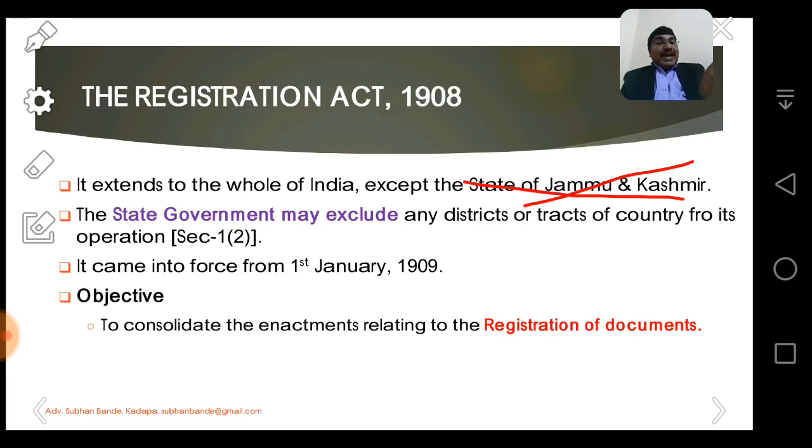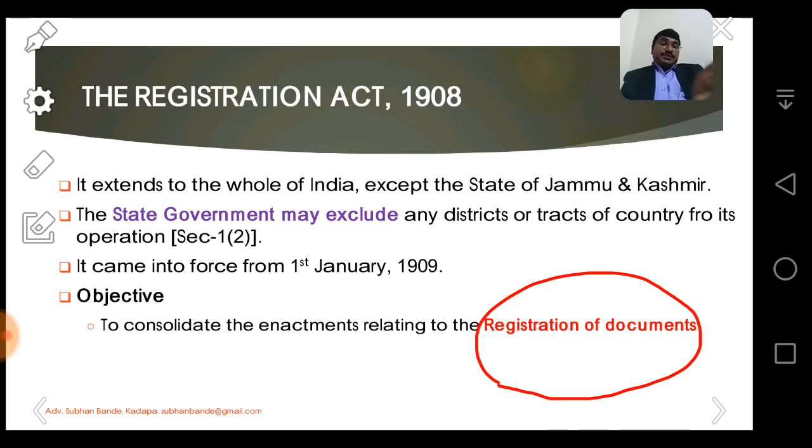The state government may exclude any districts or tracts, any districts or sub-districts of the country from its operation. It is specified under Section 1, subsection 2 of Registration Act 1908. The Act came into force from 1st January 1909. The objective of the Registration Act is to consolidate the enactment related to registration of documents.